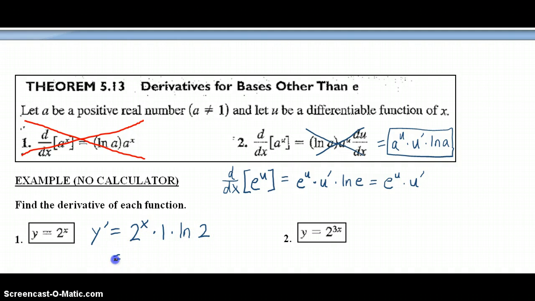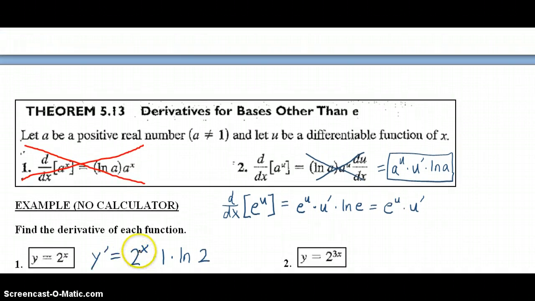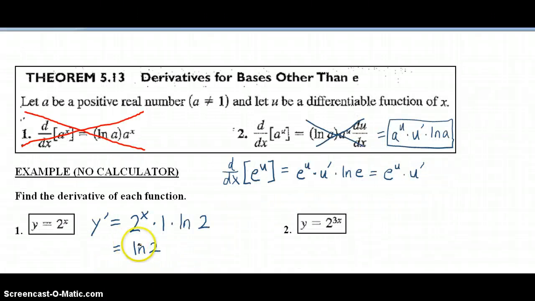So we write our answer. Natural log of 2 is just a number, so that becomes our coefficient out front here. Typically you will see something like that written with parentheses around it, times 2 to the x power.